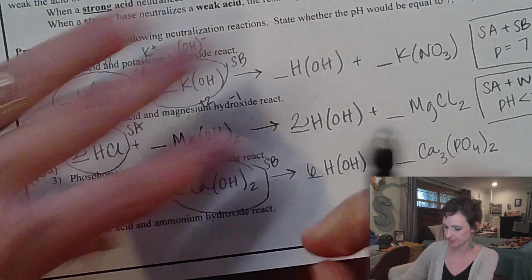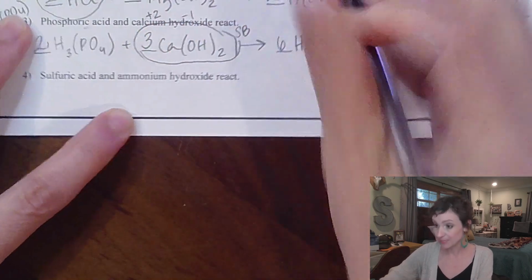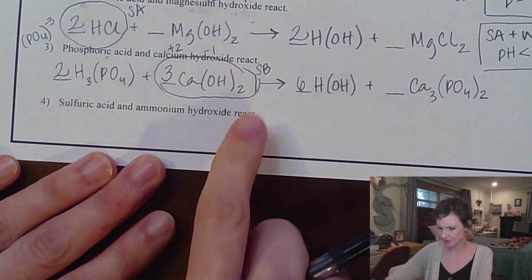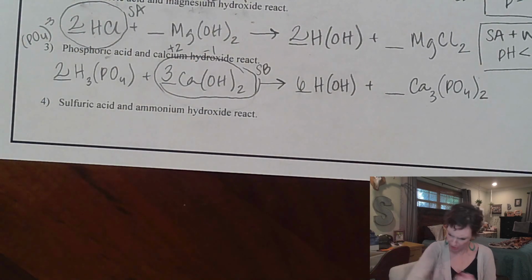Oh, that was an aggressive circle. I feel like I'm going to erase that because I want a little bit of space to see what the words are saying on the next question. Okay, so that's my strong base. Okay, weak acid, strong base. Strong base is going to win the fist fight, and it's going to make the solution basic.